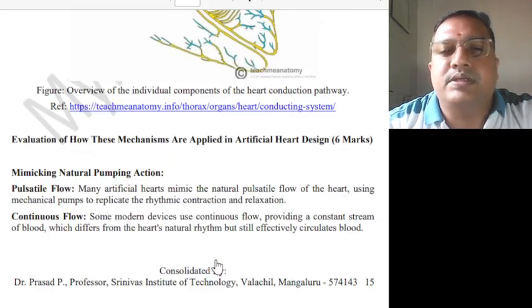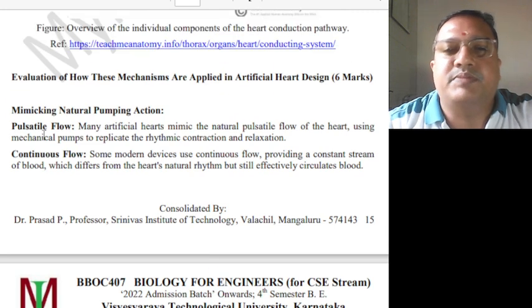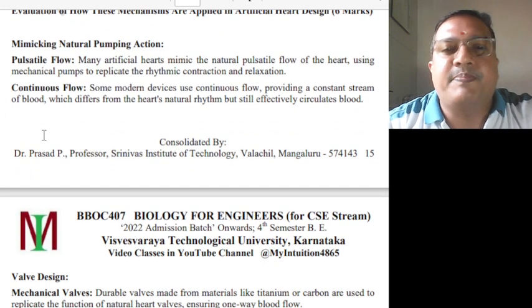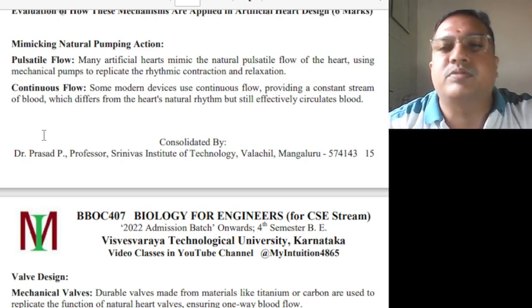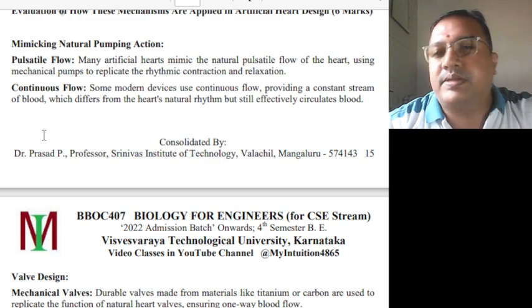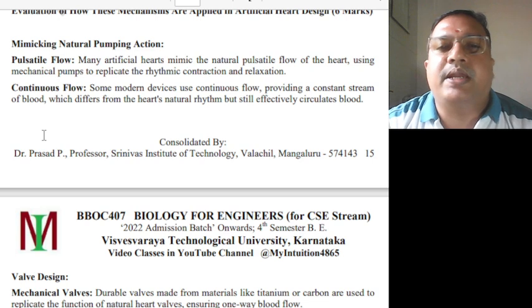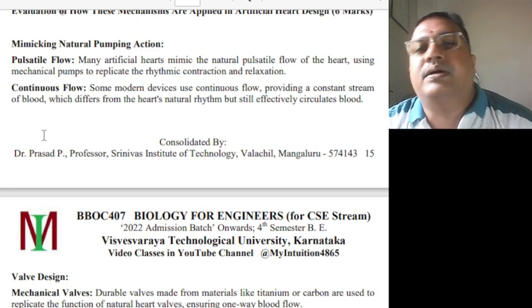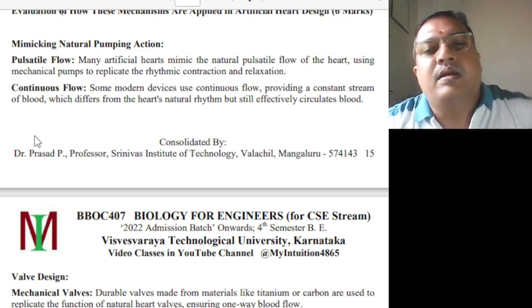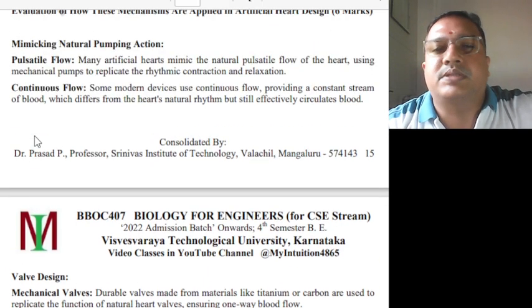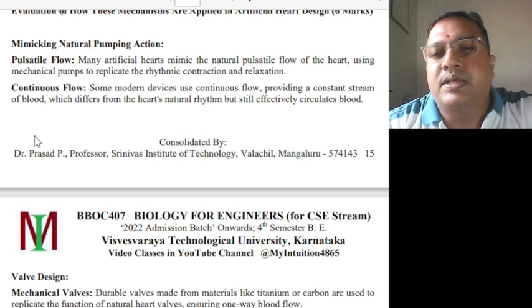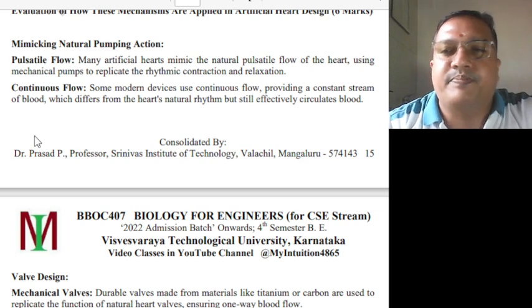Now we'll see the second part of this. For 6 marks: mimicking natural pumping action, the pulsative flow. Many artificial hearts mimic the natural pulsative flow of the heart. What is pulsative flow? If you are interested, you should go in detail and study. The natural pulsative flow is replicated using mechanical pumps for rhythmic contraction and relaxation. Continuous flow: some modern devices use continuous flow, providing a constant stream of blood, which differs from the heart's natural rhythm but still effectively circulates blood.